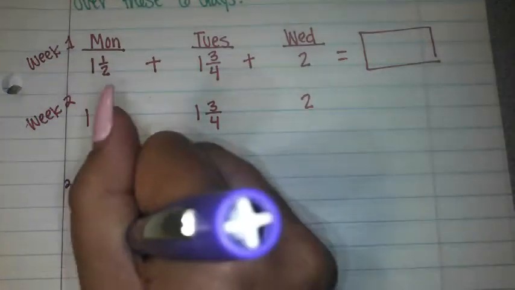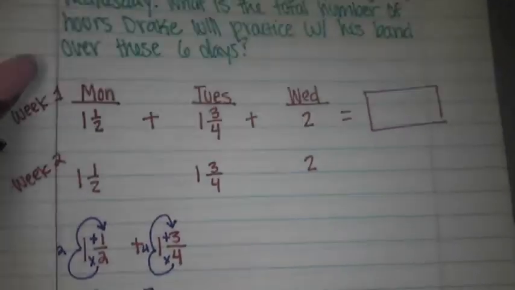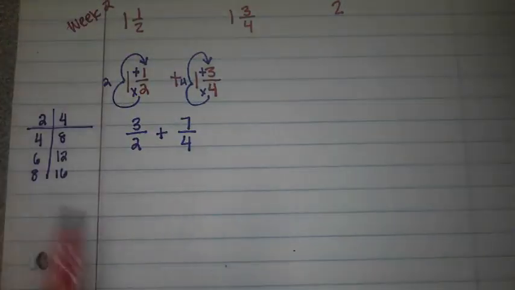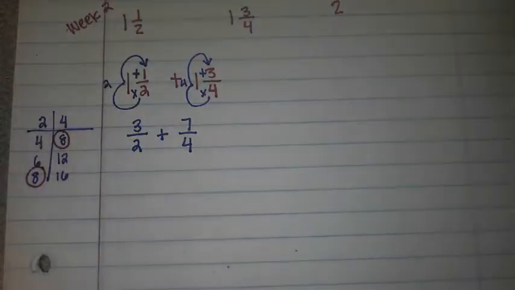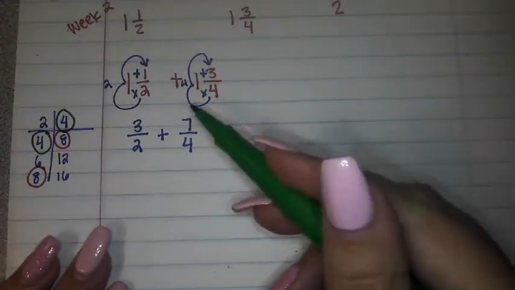Now I'm going to add these up. When you add fractions, you need to remember you need to have common denominators. My denominators are not the same, so I'm going to find a least common multiple. 2, 4, 6, 8, 4, 8, 12, 16. And I see a few common multiples. I see this one, but I also see an even smaller one I want to use, which is the 4. This one already has a denominator of 4, so I'm going to leave it alone.